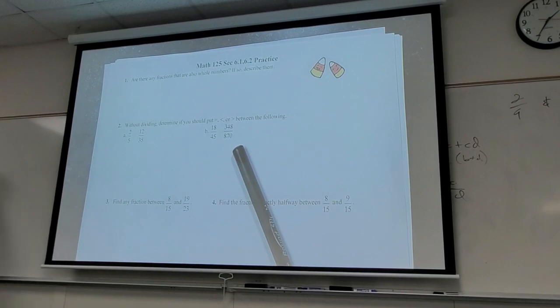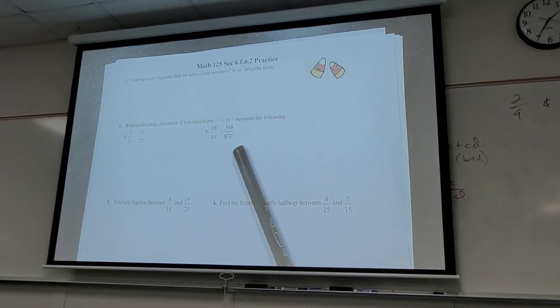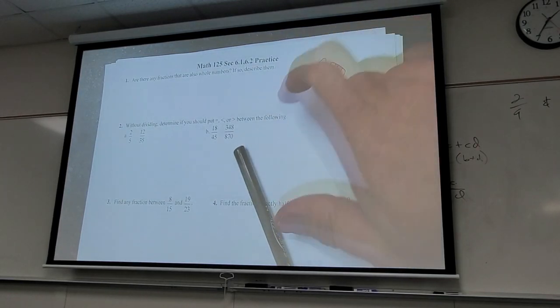So in order to add fractions together, we have to have the same denominator. So when we cross multiply, we have to put both of these under.